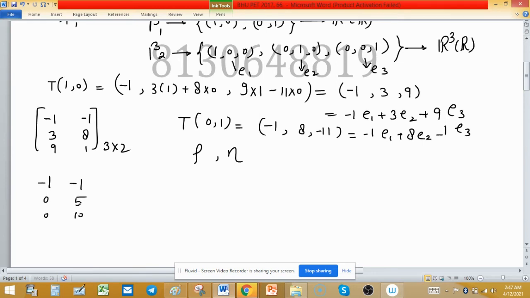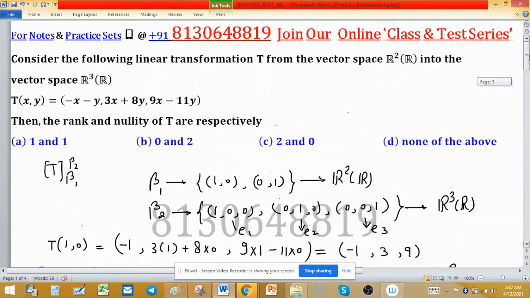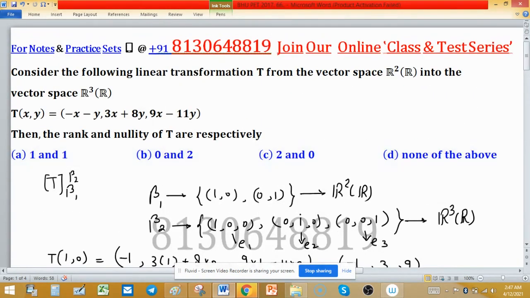So you can multiply the second row by 2 and then subtract, so this row will be 0. It means rank is 2. By the rank nullity theorem, rank plus nullity is equal to the number of columns. The number of columns is 2. As rank is 2, nullity will be 0, otherwise this equation will not hold. So rank is 2 and nullity is 0. So option C is correct.